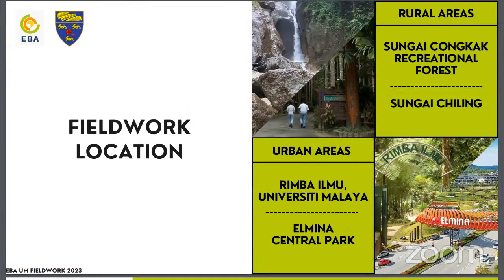So the fieldwork area we divided into two. The rural area, which is the Sungai Congkak Recreational Forest and Sungai Chili. And the urban area, which is the town area, we have River Elmu, Universiti Malaya, and Elmina Central Park. The rural area should have very good quality water, because this area has less development compared to the urban areas such as River Elmu and Elmina Park. Okay, next slide, Amirul.